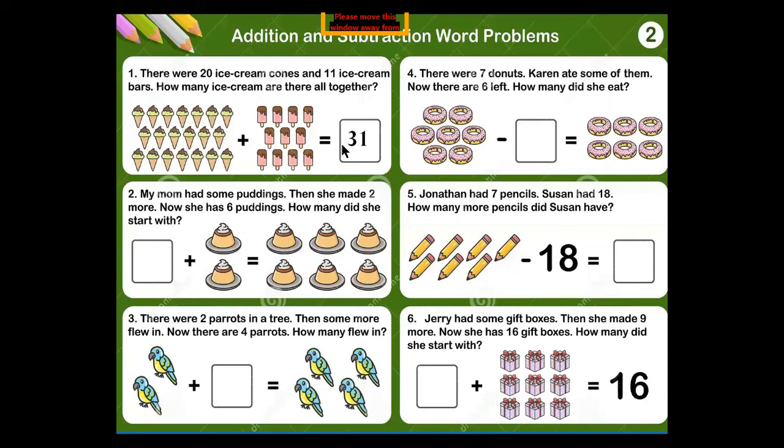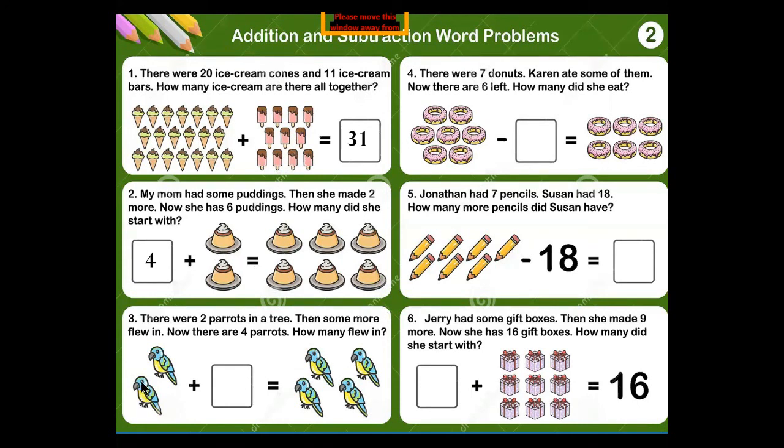In the second one, mom had some puddings and then she made two more. So now she has six puddings. How many did she have at the start? So how many will we add to the 2 to get the 6? We will add 4. 4 plus 2 equal to 6.